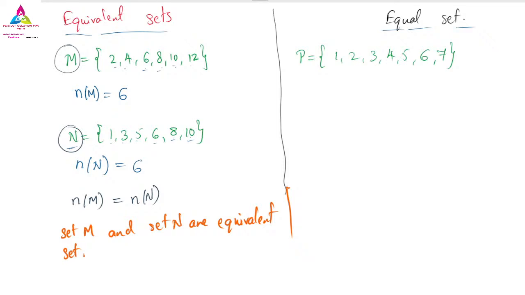Here we have to take one more set, Q, and that Q must contain the same elements. Remember, Q must contain the same elements as the P set. If we have 1 here, we have 1 there also; if 2 here, then 2 there also. It must contain all the elements. Not a single number can differ between the two sets.